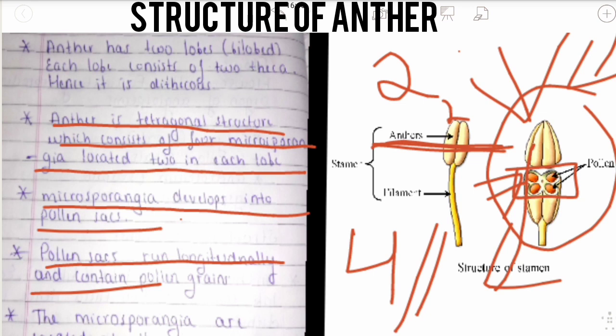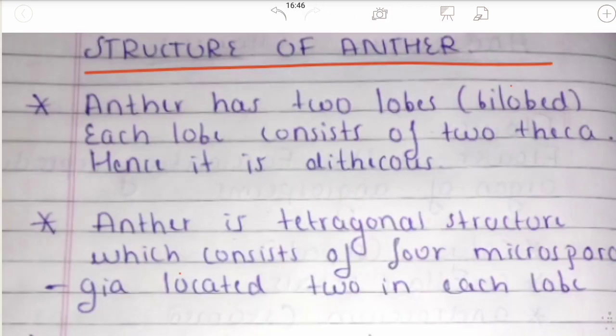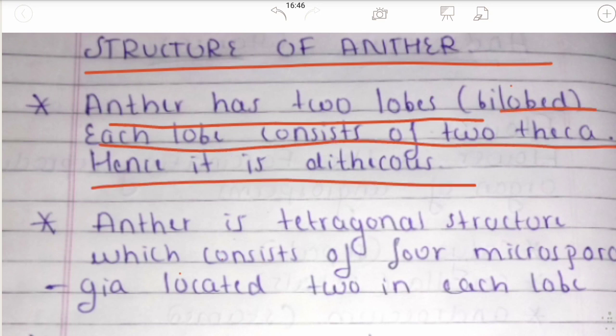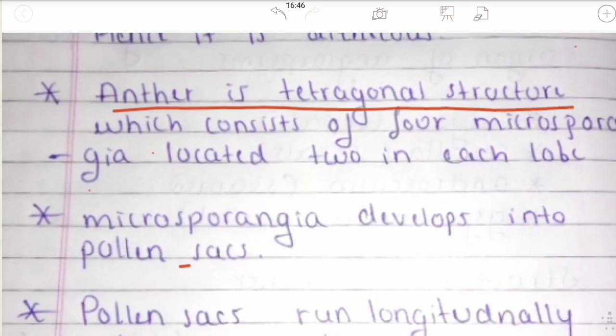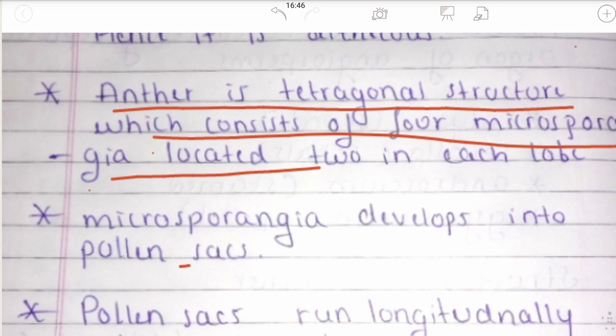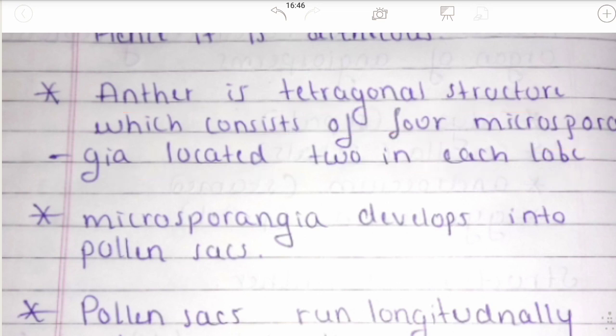The pollen grains. Anther has two lobes, so it is bilobed. Each lobe consists of two theca, hence it is dithecous. Anther is a tetragonal structure which consists of four microsporangia located two in each lobe.